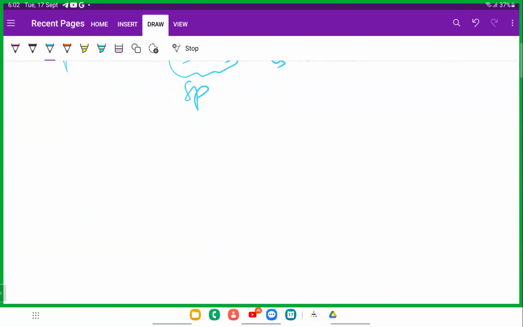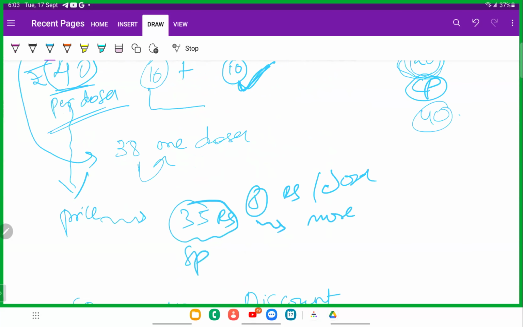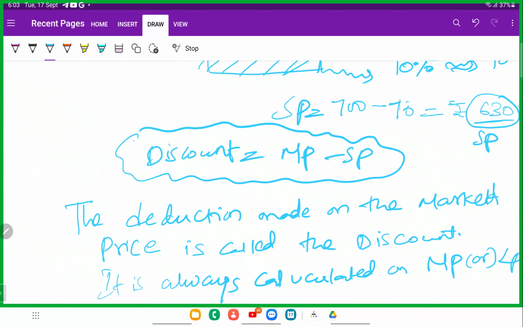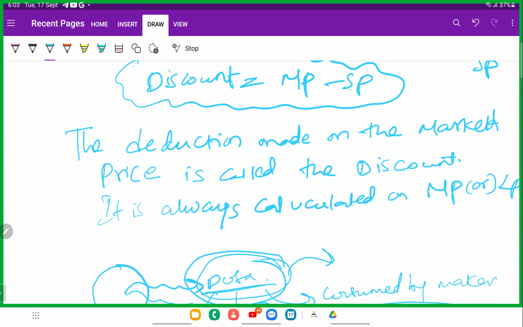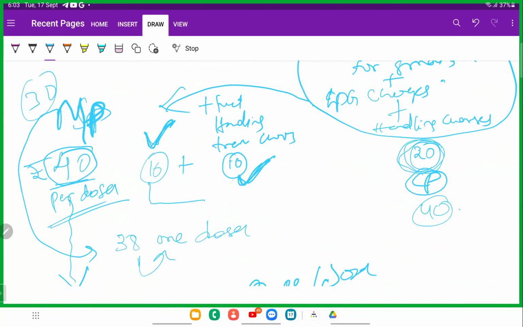So discount you wrote. So now selling price is equal to market price minus discount. I already told you what discount is. Discount is market price minus selling price. So I am making selling price the subject. So selling price is equal to market price minus discount.